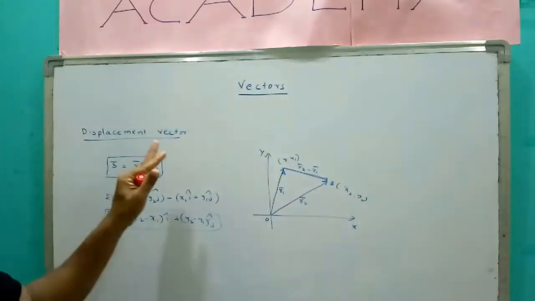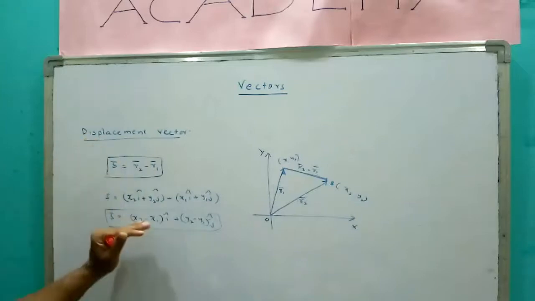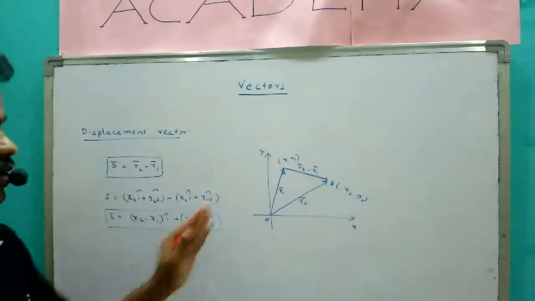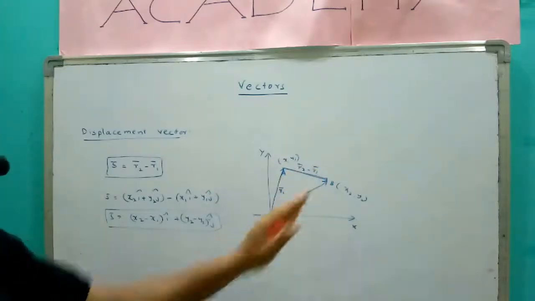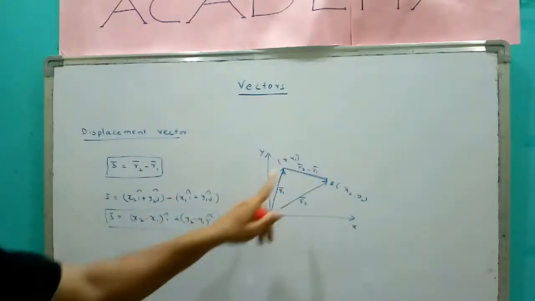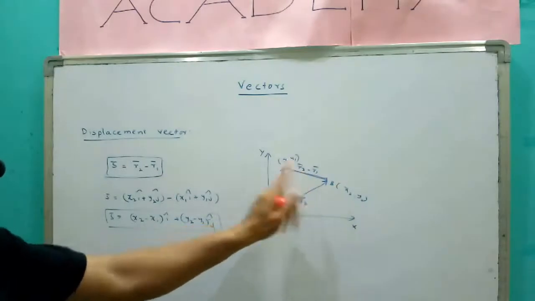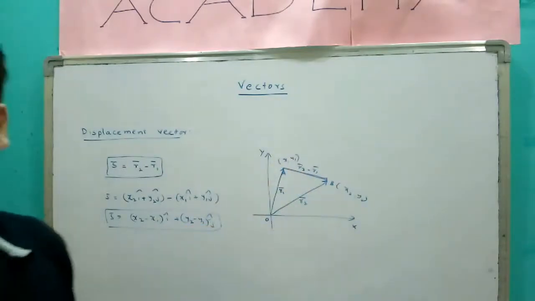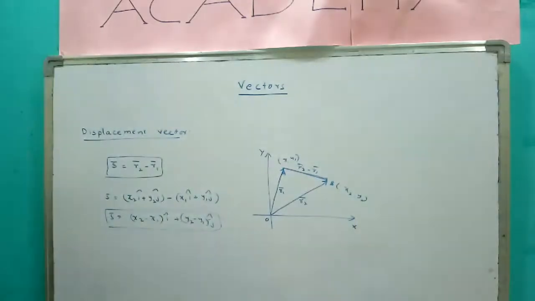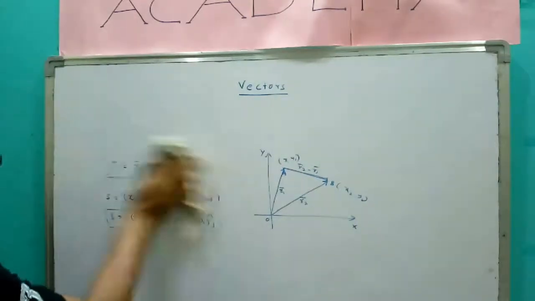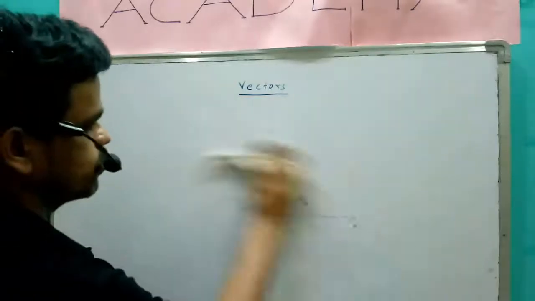This is the displacement vector. What is it? Only the displacement of any particle moving from a point: final position vector minus initial position vector of that particle. This is the displacement vector. Based on this, we do some problems.